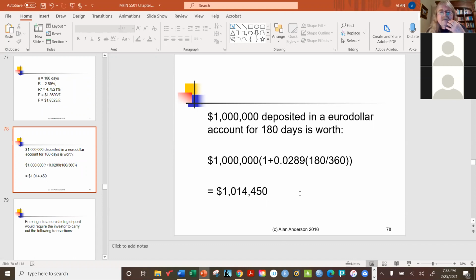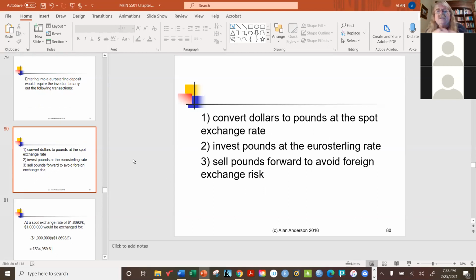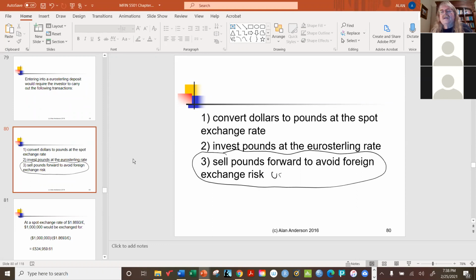All right, so the first step would be to do the following. Convert your dollars into pounds at the spot exchange rate, invest them in a British account at the euro sterling rate, but, and this is the key to the whole thing, while you're doing this, you have to figure out how many pounds you'll have at the end of the 180 days and enter into a contract to sell that many pounds in 180 days. Okay, and that means using the forward exchange rate, of course, which is observable in the market today.